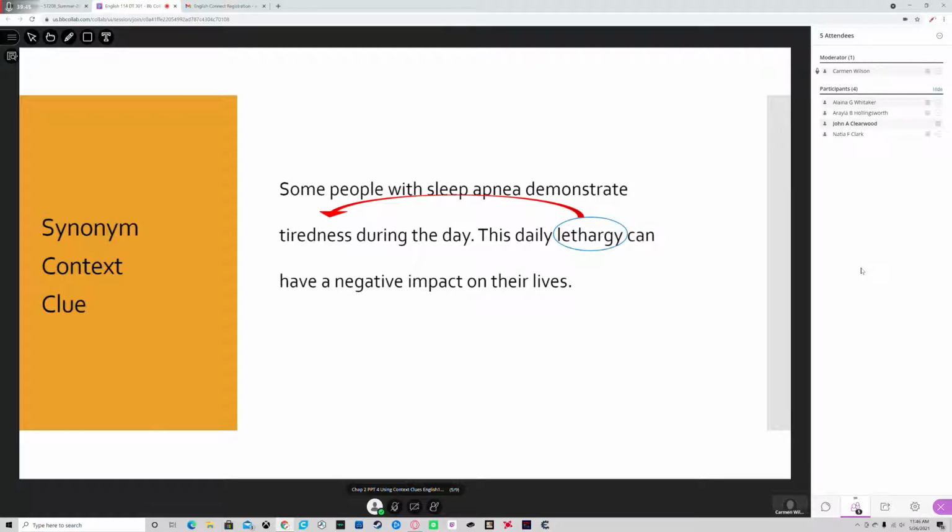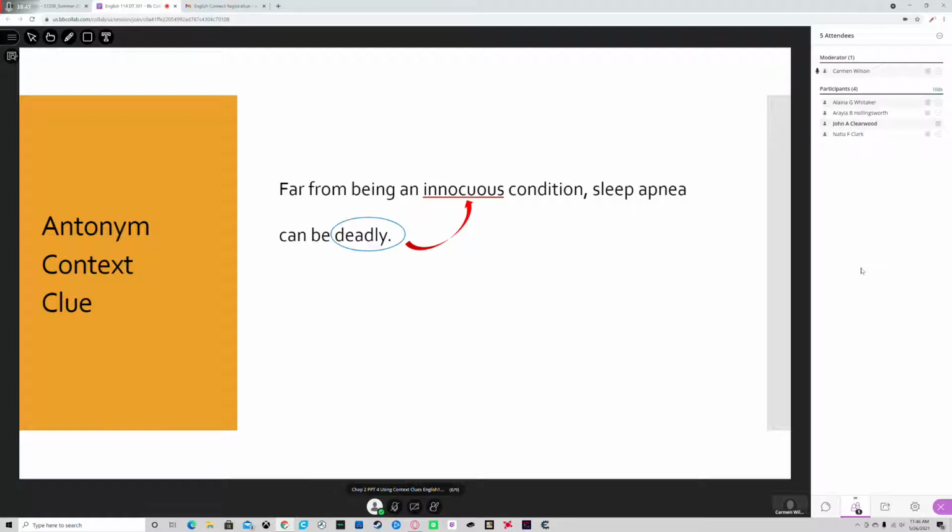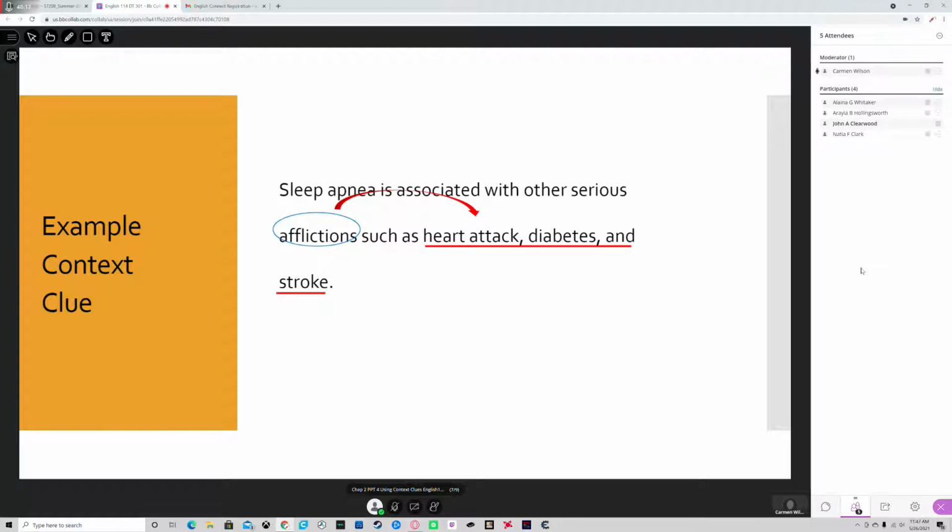Antonym, of course, is the opposite. You know what antonyms are: day, night, boy, girl, up, down, etc. And this one says innocuous. So that's innocent, of course. You know what innocent means. So the opposite of being innocent is deadly. Innocuous is like harmless, and then deadly. So you can use antonyms to figure out some words.